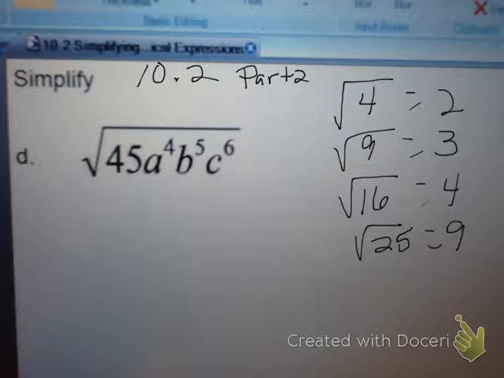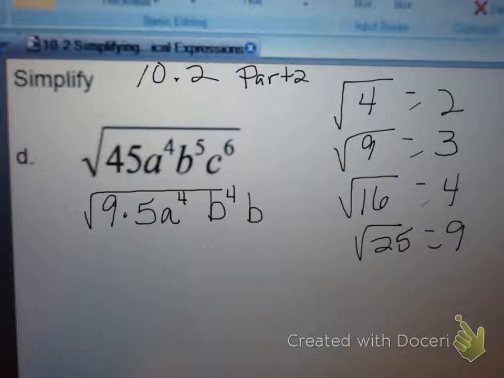Square root of 45, you want to break that down to two factors where one of the factors is a perfect square. 9 goes into 45, so I'm going to break that down to 9 times 5. And then a to the fourth, I'm good with a to the fourth, so I'm going to bring that down. B to the fifth, I need to break that into b to the fourth times b to the 1 power, or you could just say b. And c to the 6, I can take the square root of c to the 6, so I'm just going to bring it down.